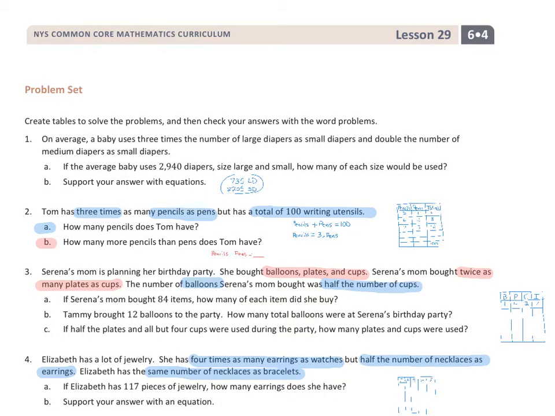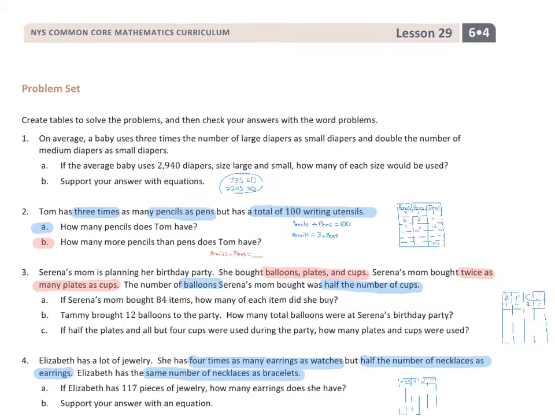All right, so here we are on part 2 for lesson 29, grade 6, module 4. Let's jump right in to number 2. Tom has 3 times as many pencils as pens, but has a total of 100 writing utensils. So we want to know how many pencils he has and how many more pencils than pens he has. So a few things to note down, and then we're going to make a table. As we saw in part 1 video, there's lots of different ways, but a table is very helpful, which is why they suggest using a table, so we'll explain that as well.